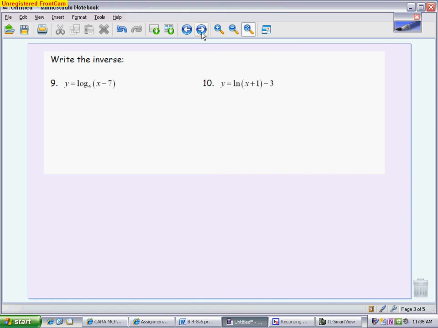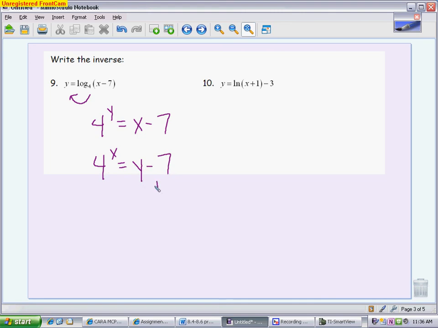With this one, if you just immediately go to the cloud process because the logarithm's already isolated, you would say 4 to the y equals x minus 7. And then switch the variables. So you'd have 4 to the x equals y minus 7. And if you did that in the opposite order, you would get the exact same thing.